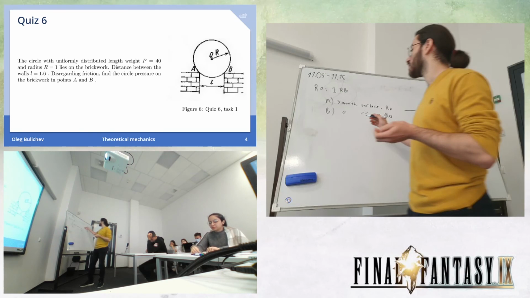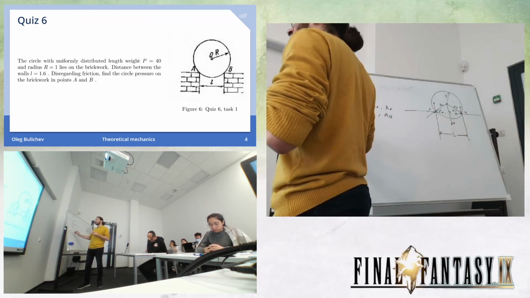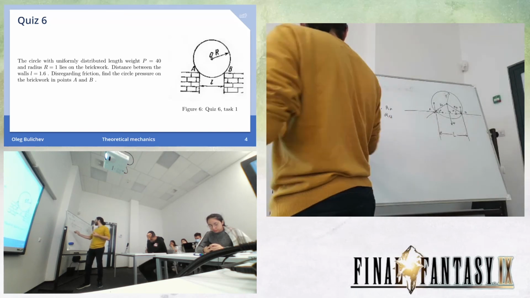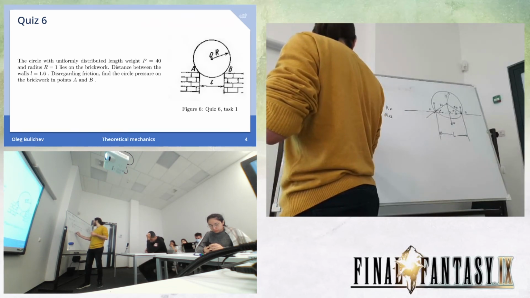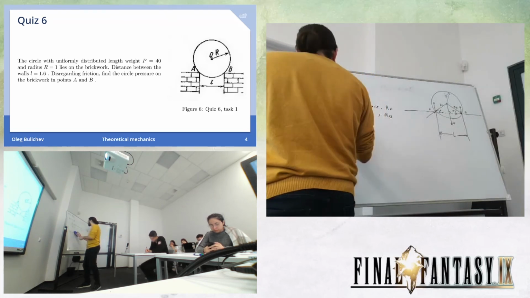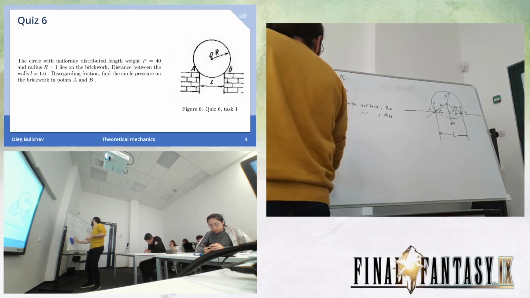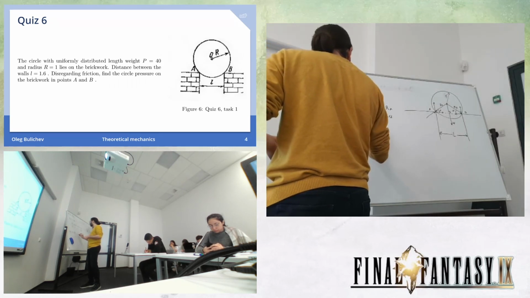So we have RB. We can split it into its components. On the x-axis we will have RAx or Rx, minus Dx equals 0.